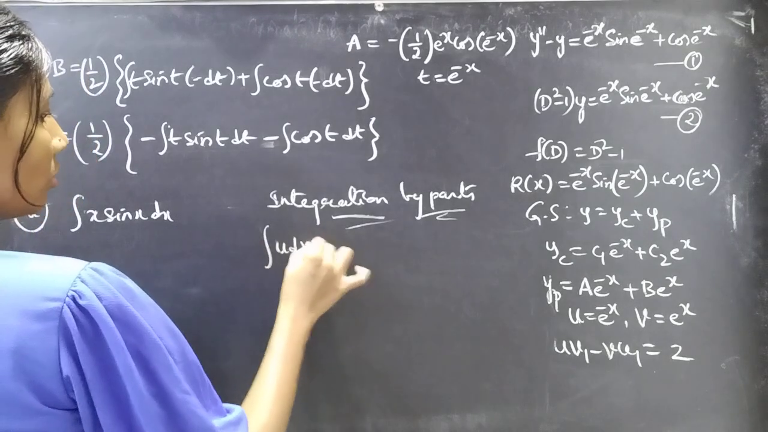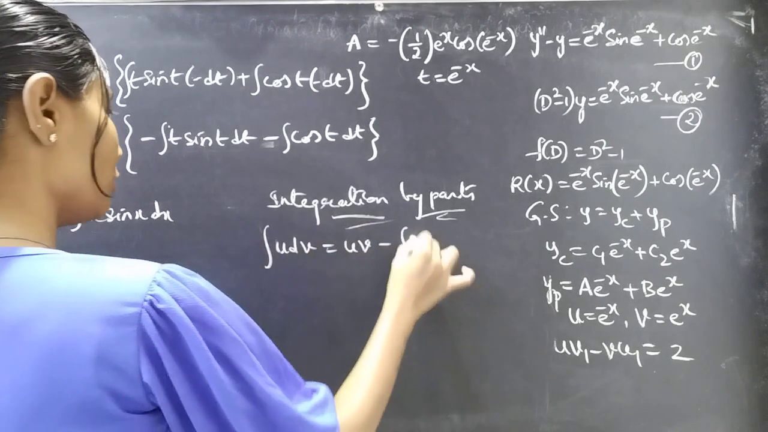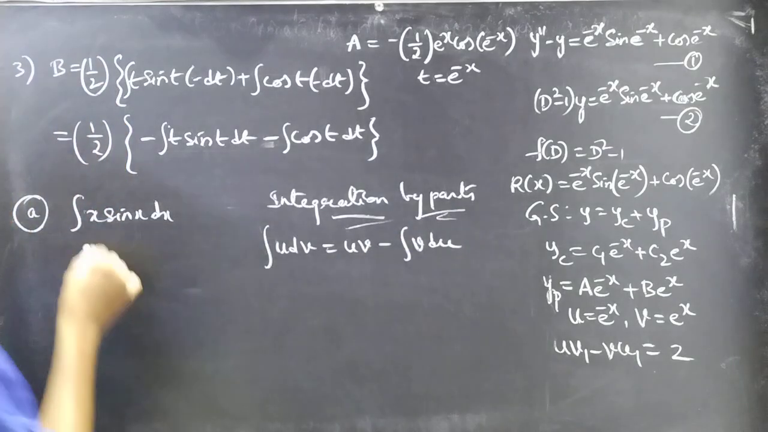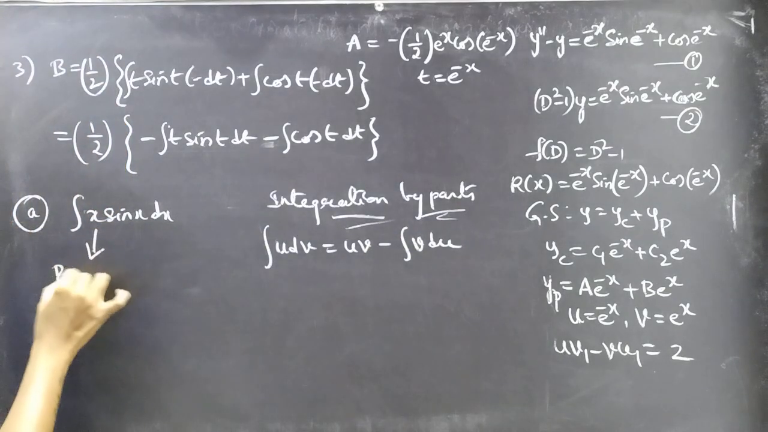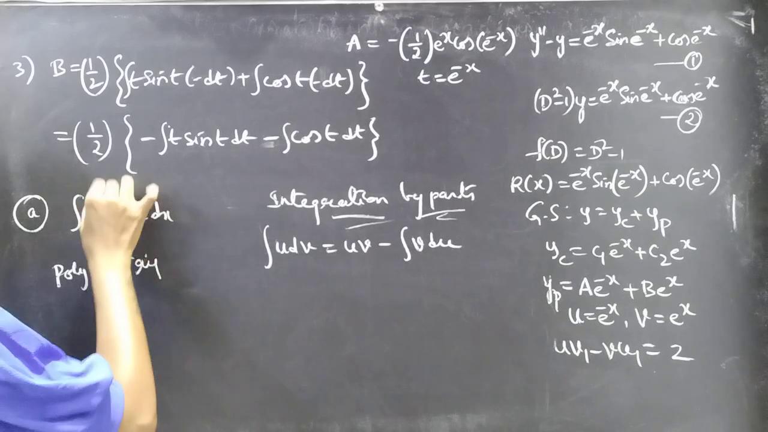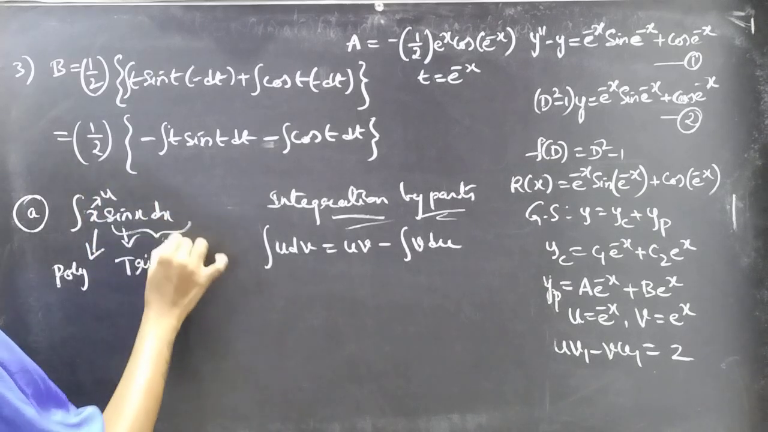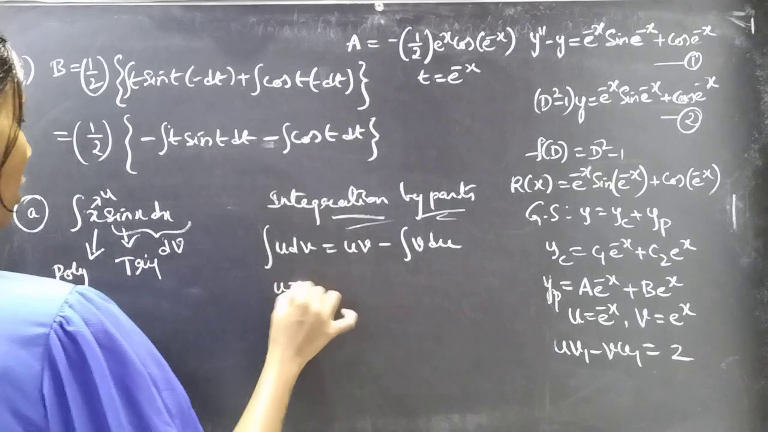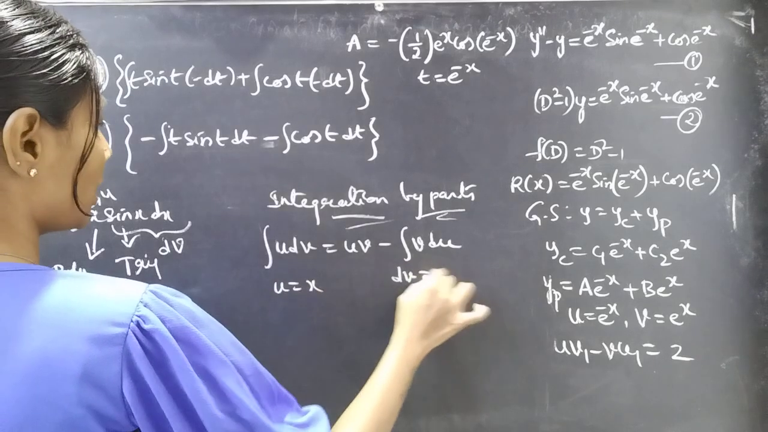Integral u dv equal to uv minus integral v du. See, the integrand is of the form product of polynomial and trigonometric functions. So we'll consider the polynomial function as u and the remaining part as dv. So we have u equal to x and dv equal to sin x dx.